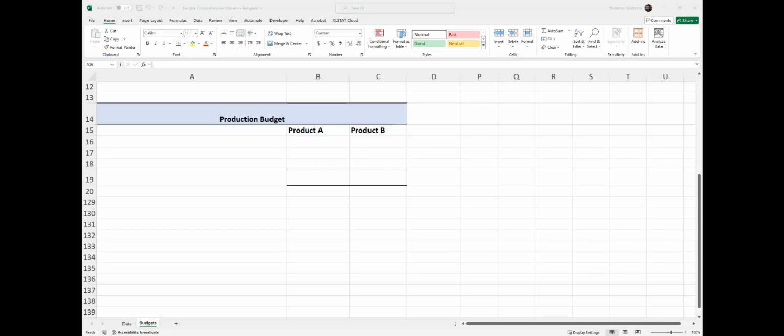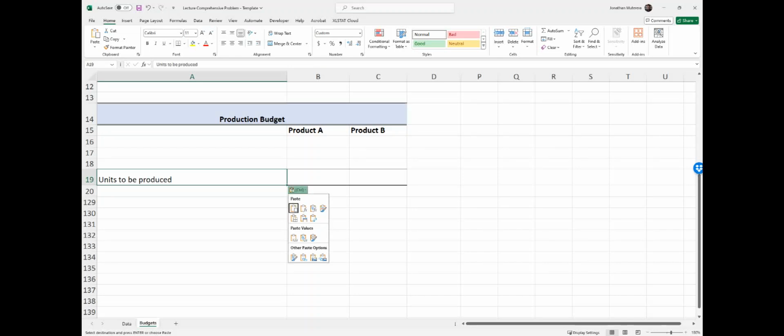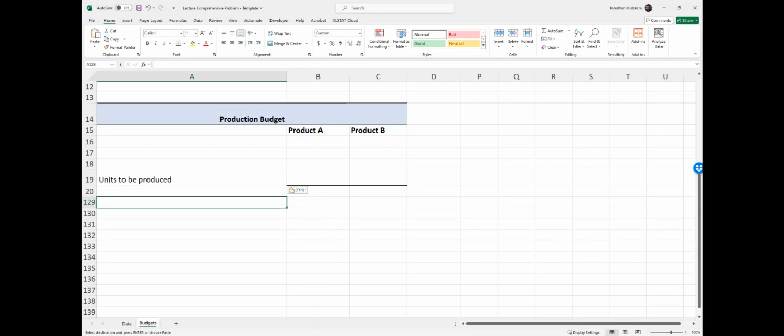Okay, my friends, we're now on to the production budget. What is the bottom line that we're trying to get at when we're preparing the production budget? This is the question we're trying to answer with the production budget. How many units do we need to produce? Okay? How many units do we need to produce?